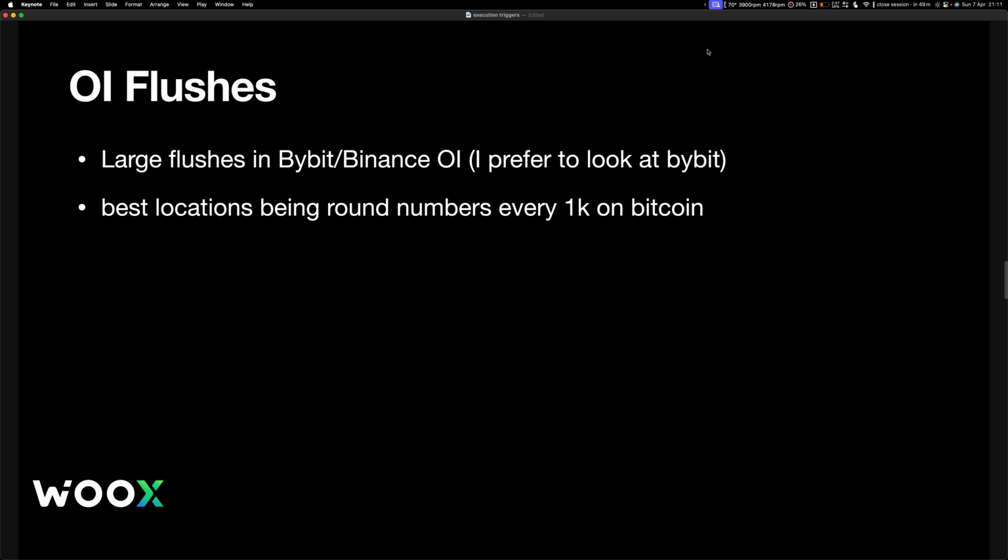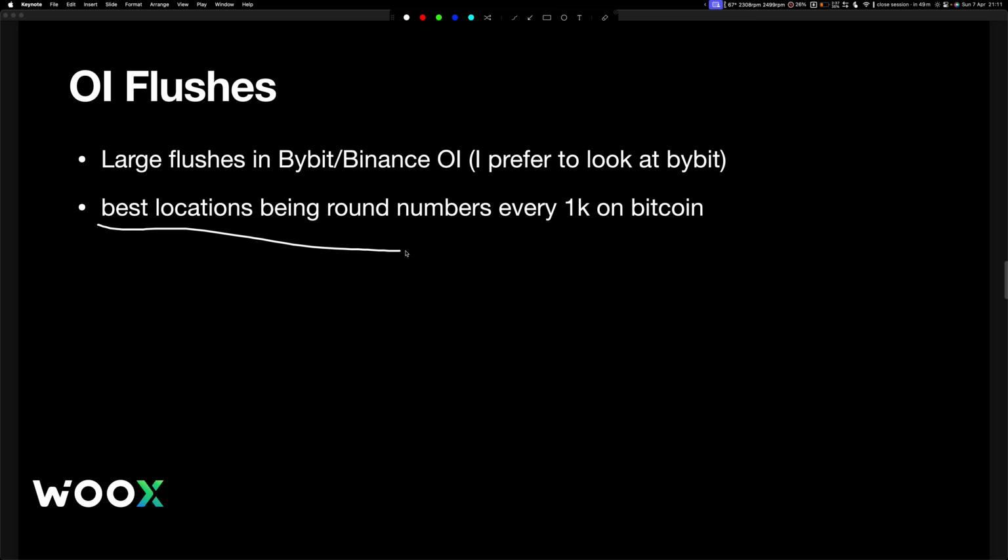Liquidations, OI flushes. So this is kind of the last thing. OI flushes are just where you see a large drop off in open interest. Again, I didn't mention this, but you could be looking at this on multiple exchanges. The execution side isn't difficult, and noticing this on the chart isn't too difficult. You just see a larger flush in OI than most other places on the chart.